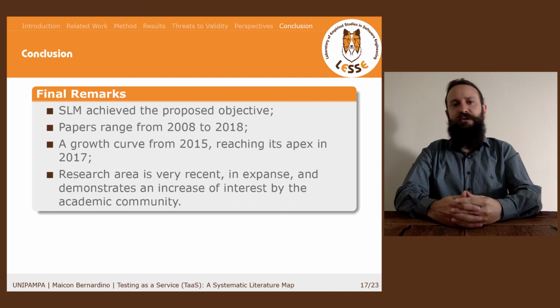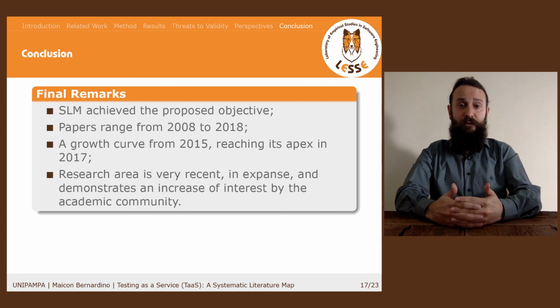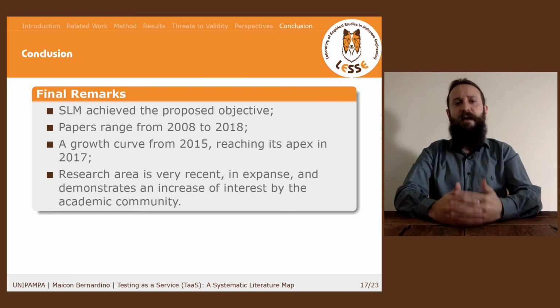These numbers suggest a growth curve from 2015, reaching its apex in 2017. Thus, our conclusion is that the research area is very recent, inexpensive, and demonstrates an increase of interest by the academic community.